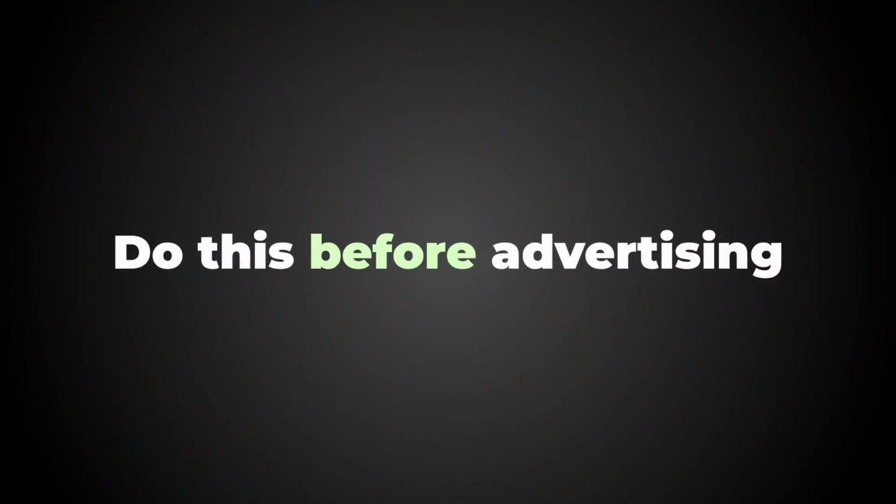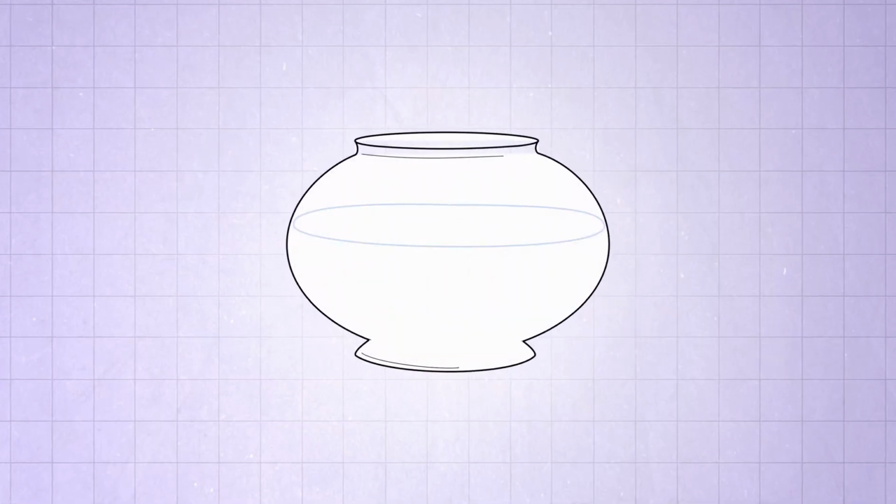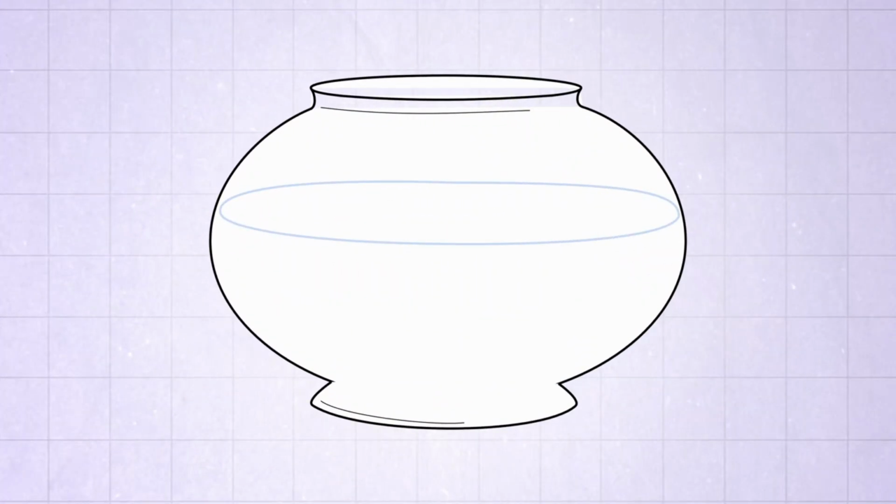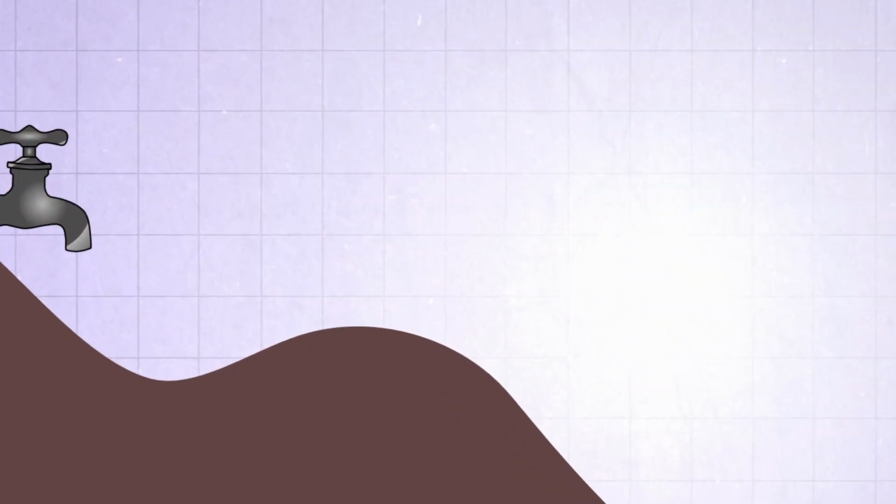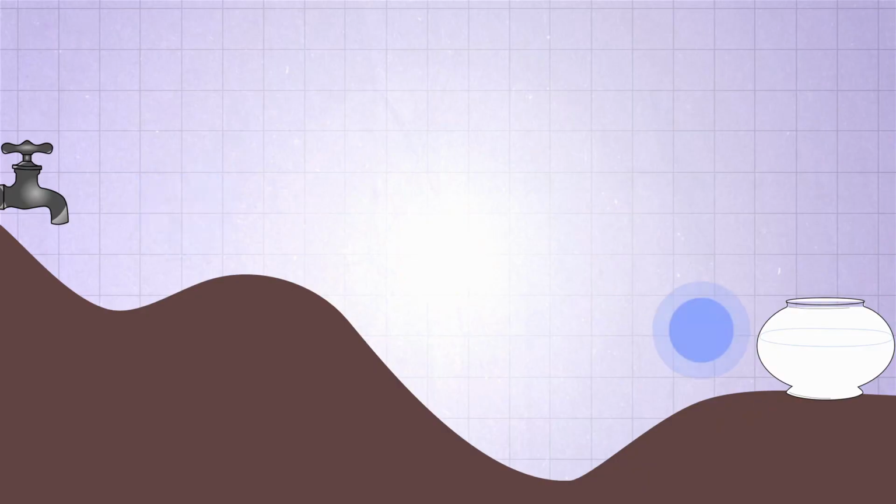Before you advertise, there's something important you need to do. Here's how it works. Imagine you have a big tank of water. The more water in the tank, the more your SaaS is growing. Now imagine there's a fountain at the top of a hill. Your goal is to get water from the fountain to the tank. This is like how you're advertising right now.